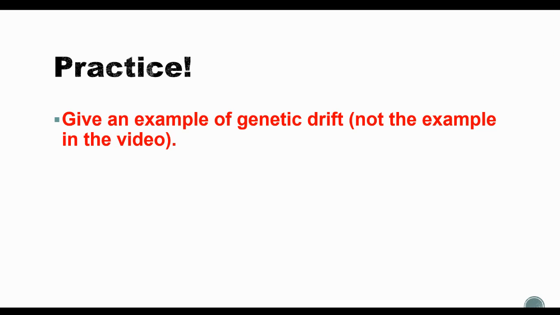All right, so for practice, give an example of genetic drift that is not an example from the video. So make sure you're thinking of some other example. It does not have to be one that is real. You can make something up random. All right, that's it.